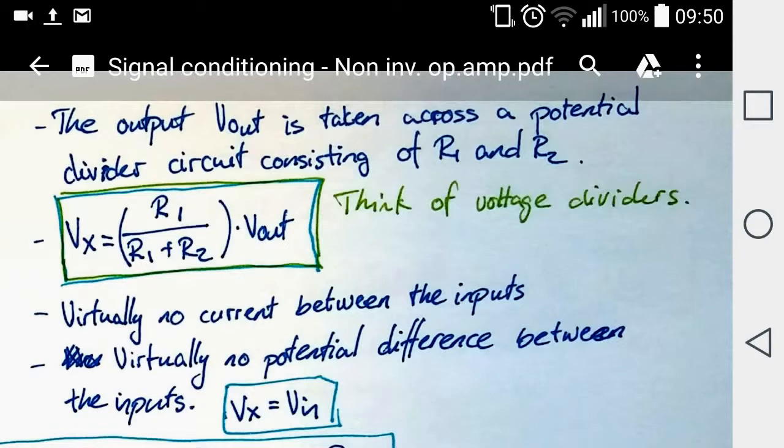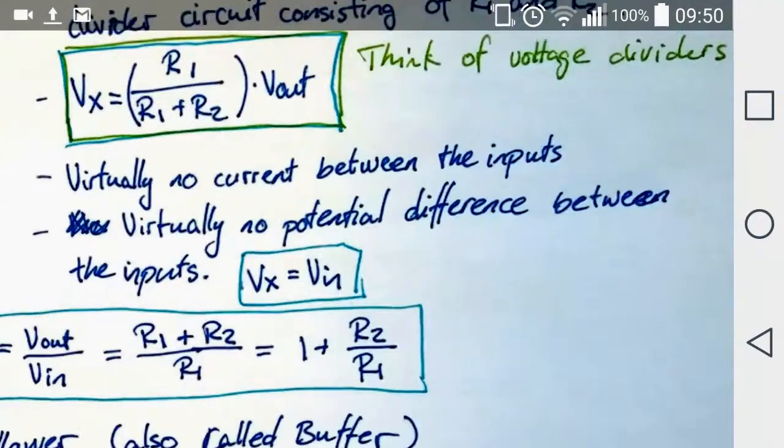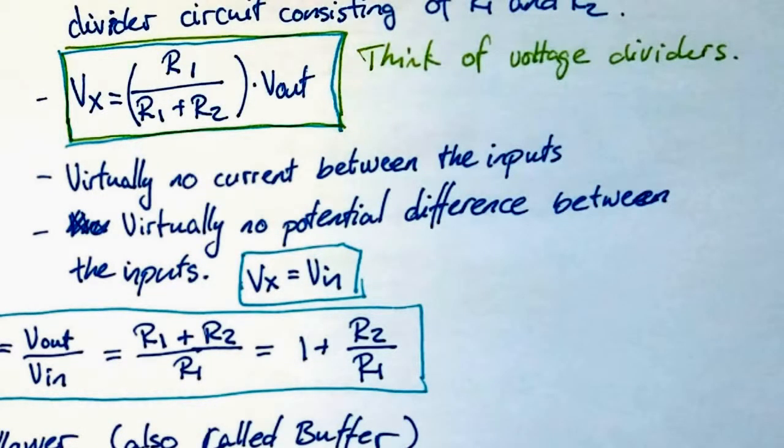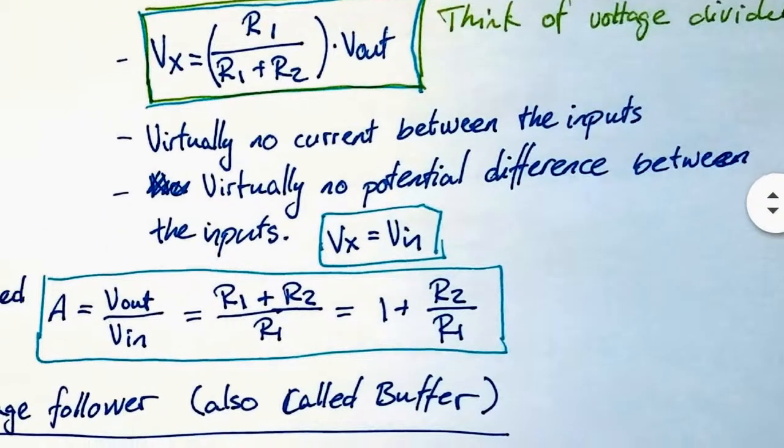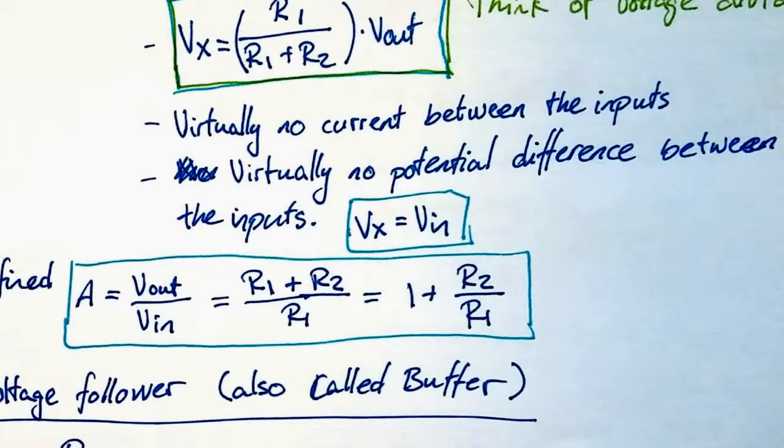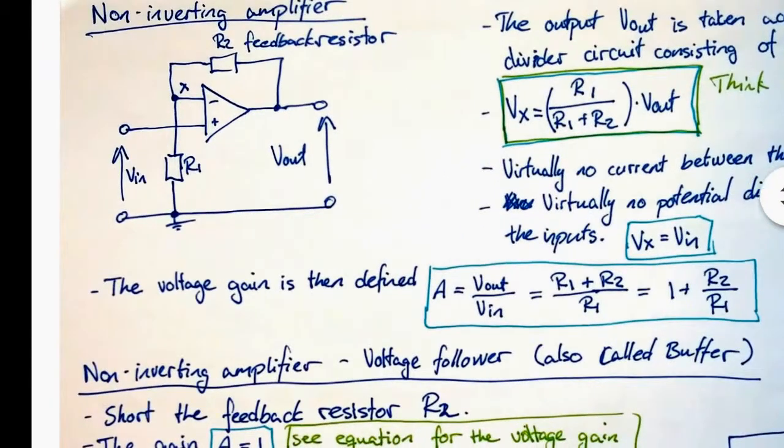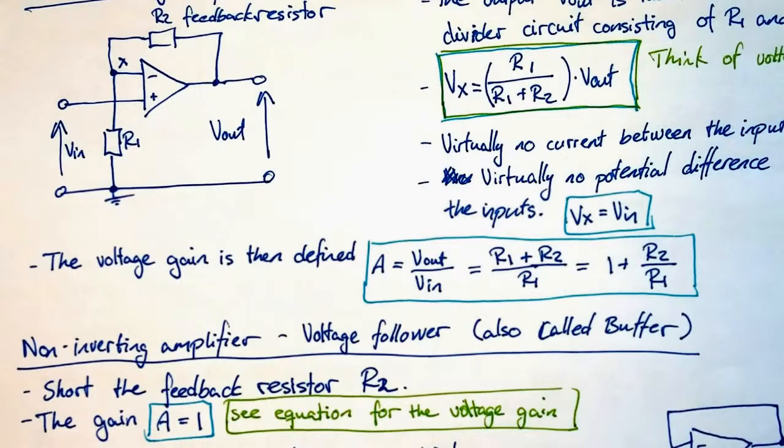Also, as is with all amplifiers, we can say that there is virtually no current between the inverting and the non-inverting input, and that there is virtually no potential difference between the inputs, so that we can say that the voltage potential at node X is equal to the voltage potential at the input. So Vx equals Vin.